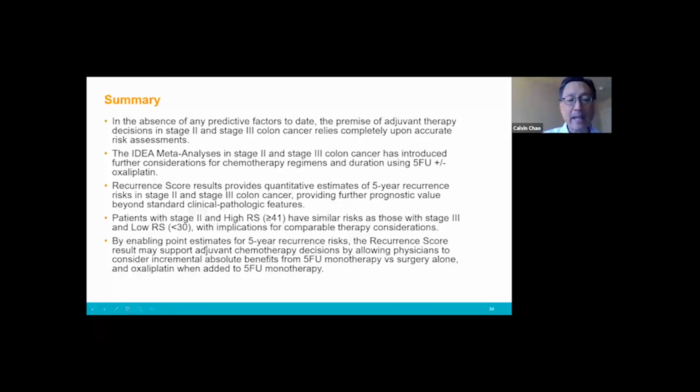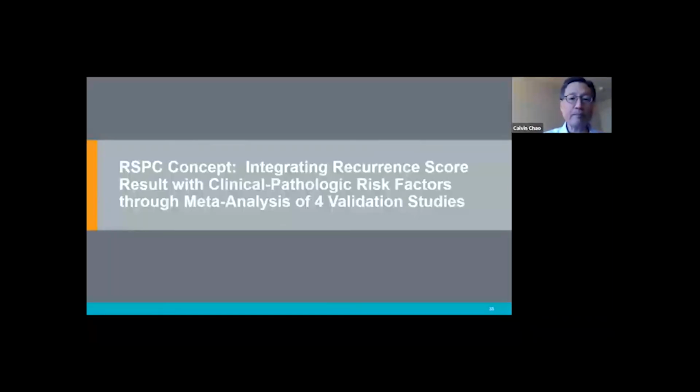And then finally, by enabling these point estimates for any given patient, you have a recurrence score and a graph, and it says, okay, this is your 5-year risk of recurrence. What then could I infer about the benefits from 5-FU monotherapy versus surgery alone, or adding oxaliplatin to 5-FU monotherapy? And this is something that we would really suggest needs to be a more quantitative decision today than a gestalt decision that we have just because of the T stage and N stage.